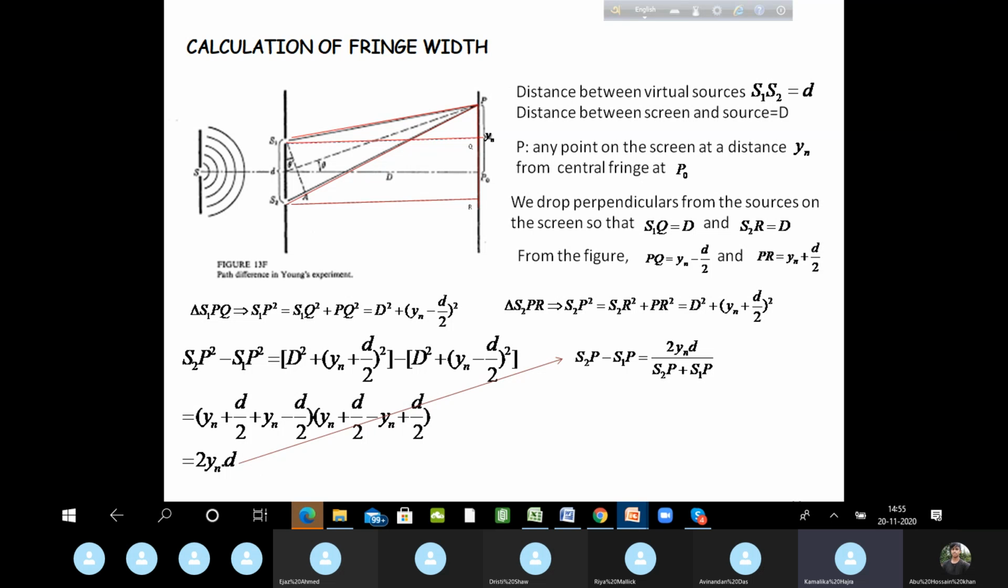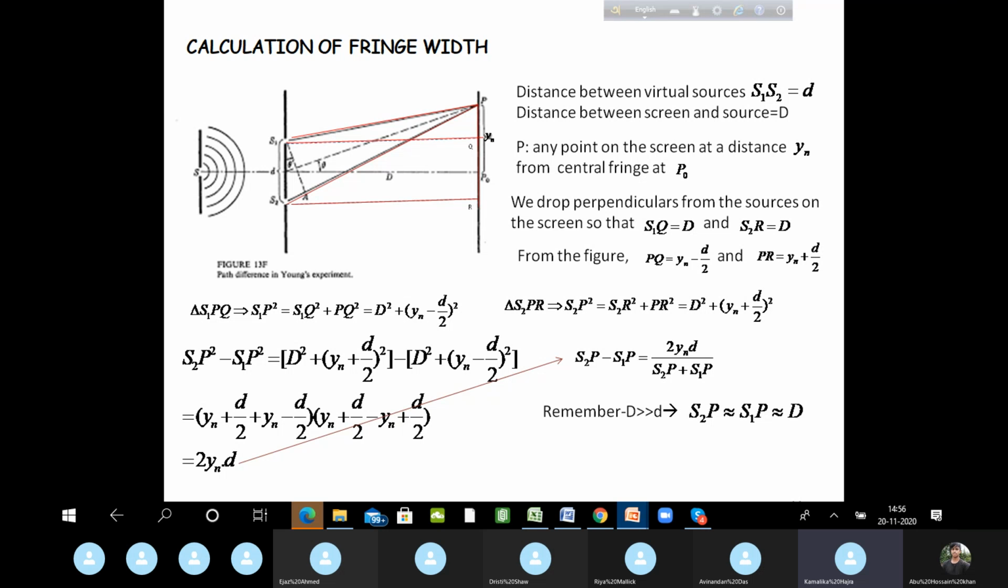S2P square minus S1P square is of course (S2P plus S1P) into (S2P minus S1P). So I have written that down: S2P minus S1P equals 2ynd divided by (S2P plus S1P). Now we have to remember that capital D much greater than small d, so S2P almost equal to S1P, which is equal to D.